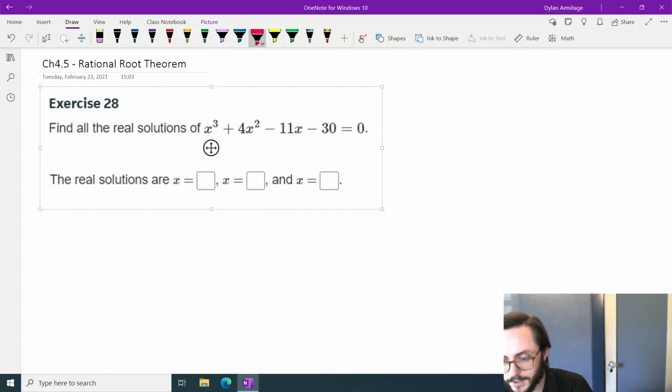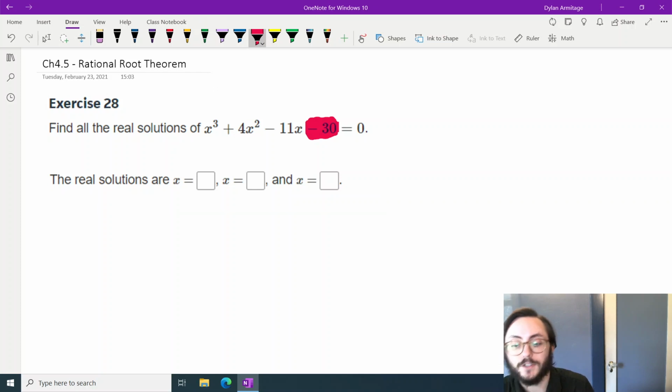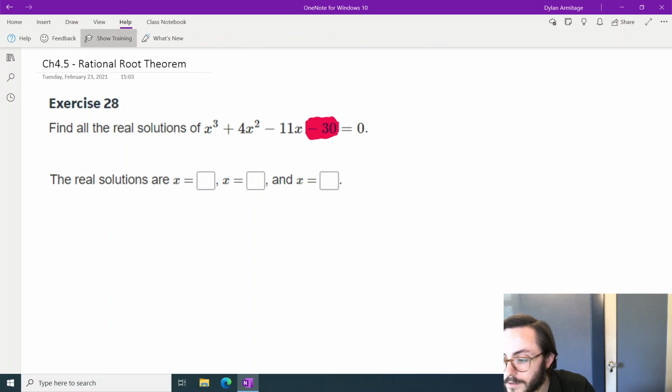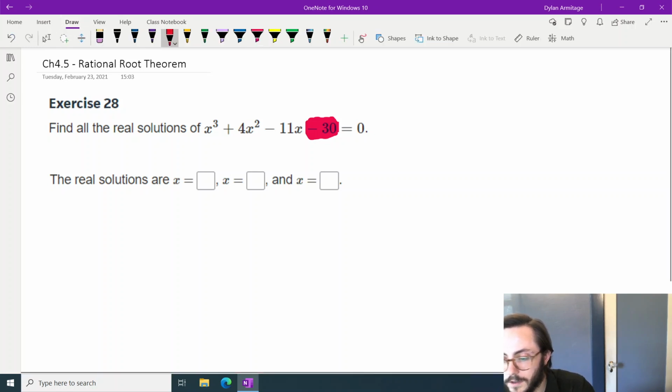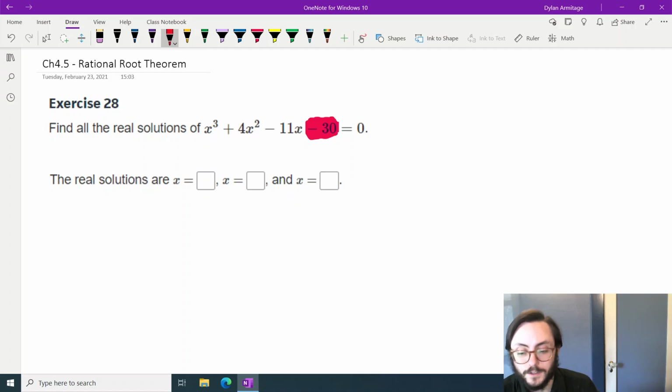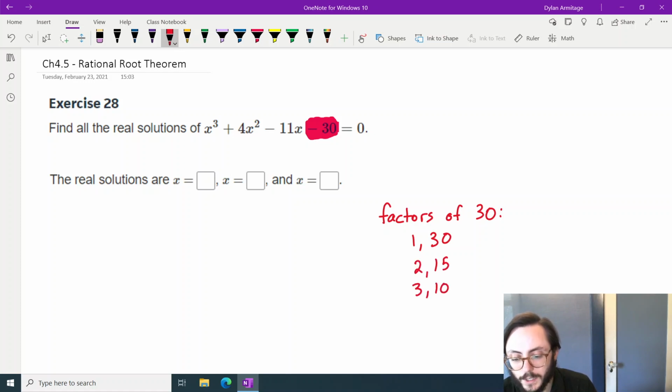First, we start off with the rational root theorem. We want the factors of our constant term. So the factors of 30: we have 1 and 30, 1 times 30, 2 and 15, 3 and 10. 4 doesn't go into 30, but 5 does, times 6. So we have those 8 possibilities.